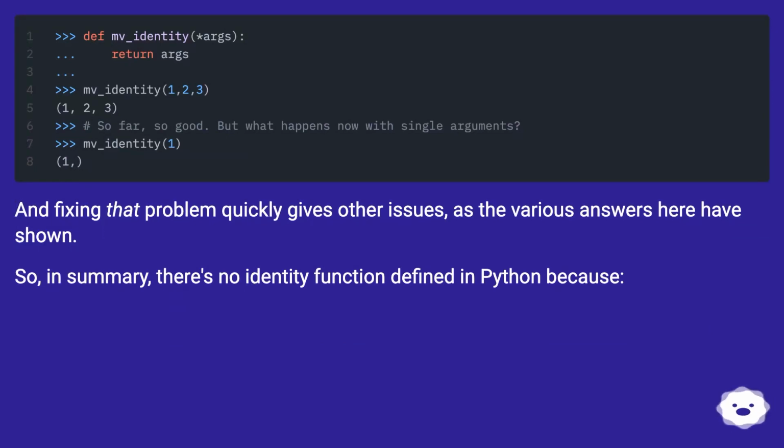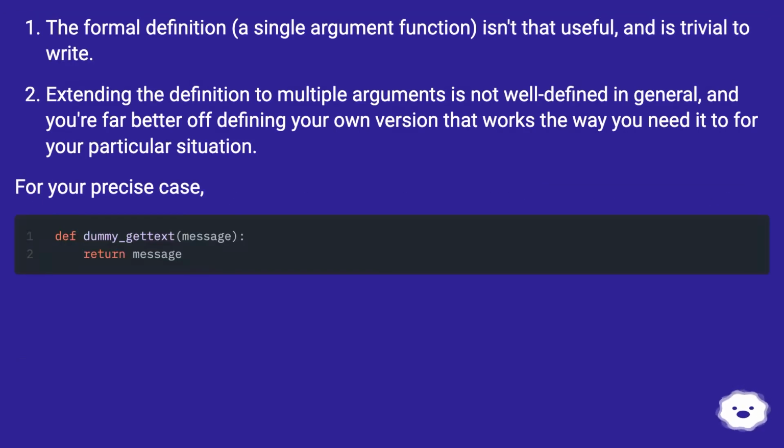So, in summary, there's no identity function defined in Python because the formal definition, a single argument function, isn't that useful, and is trivial to write. Extending the definition to multiple arguments is not well defined in general, and you're far better off defining your own version that works the way you need it to for your particular situation.